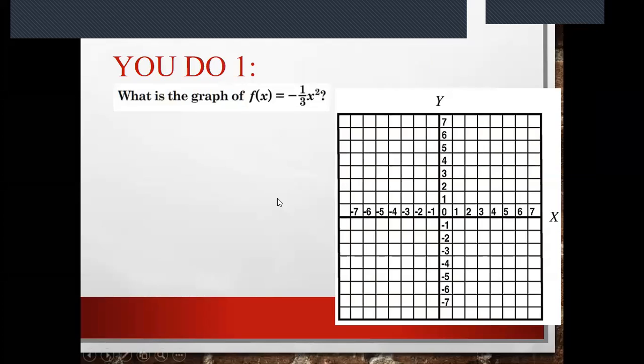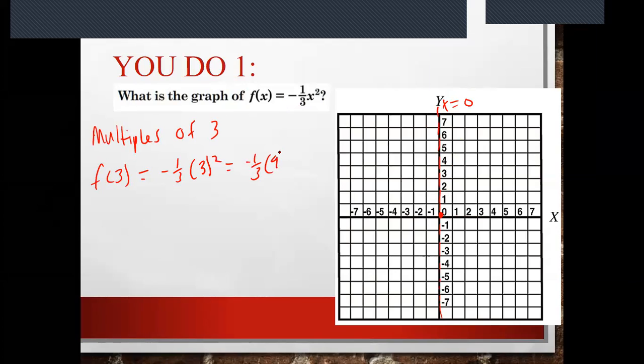All right. So again, practicing with fractions. This time our denominator is a 3, so we want to look for multiples of 3. Our vertex is at 0, 0. We have our axis of symmetry at x equals 0. The first multiple of 3 would be 3. So if I plug in f of 3, I end up with negative 1/3 times 3 squared, which equals negative 1/3 times 9, which equals negative 3. So I'm at 3, negative 3.